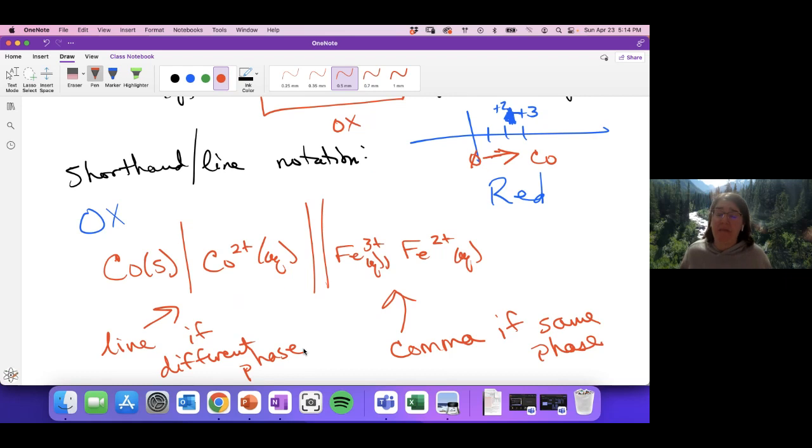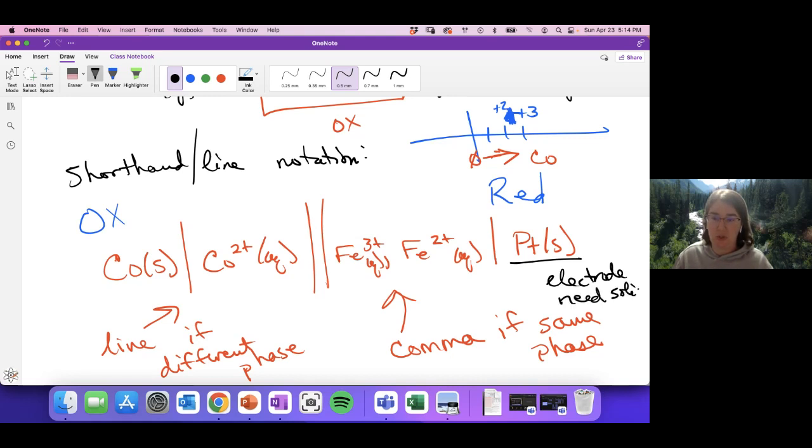So a lot of times you see the line. But if everything's aqueous, use a comma. But since everything's aqueous here, there's actually one more thing we'd add in here, which is an electrode, because you need some sort of electrode, because you need a solid to attach the wire to.